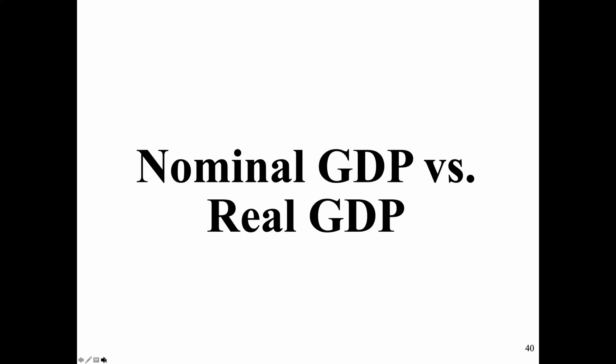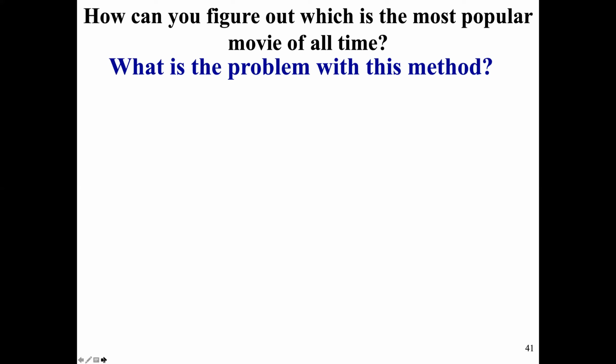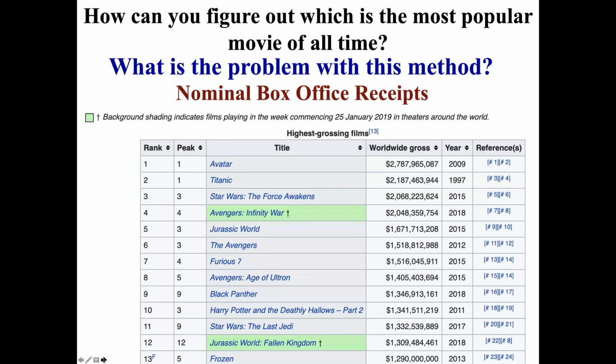Let's talk about nominal versus real GDP. A little fun question for you. If we were going to try to figure out the most popular movie of all time, I want you to brainstorm what different strategies we could use to do that. Oftentimes students say, let's figure out what the box office income was of those movies. And if we did that, we would see that Avatar, Titanic, and Star Wars: The Force Awakens are the top films as of 2019.